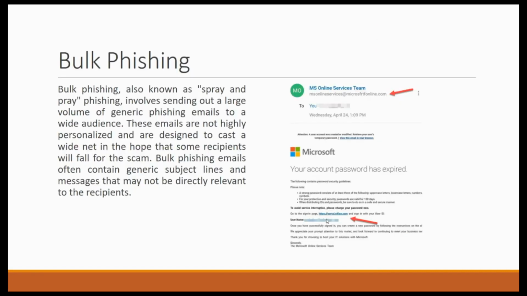Phishing can be of various types. We have bulk phishing, also known as spray and pray phishing. It involves sending out a large volume of generic phishing emails to a wide audience. These emails are not highly personalized and are designed to cast a wide net in the hope that some of the recipients will fall for the scam. Bulk phishing emails often contain generic subject lines and messages that may not be directly relevant to the recipients. You can see Microsoft's example.